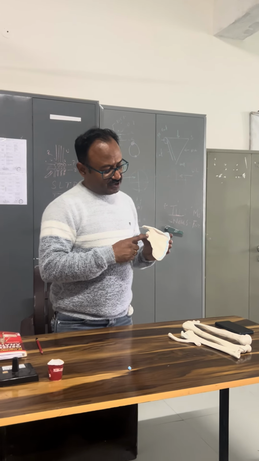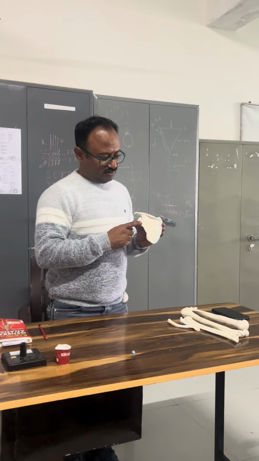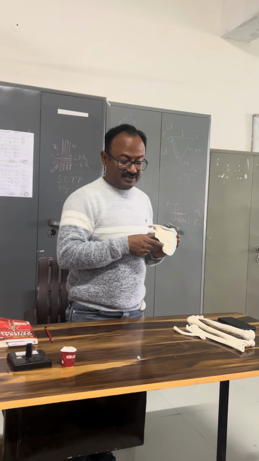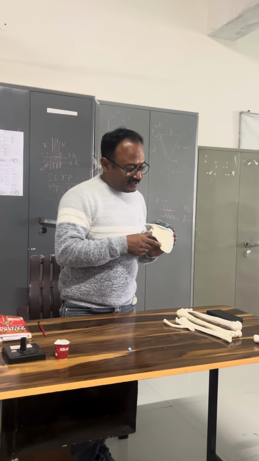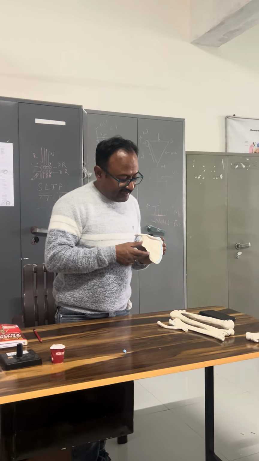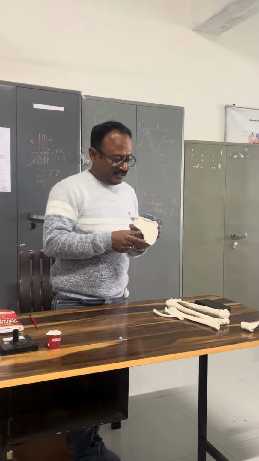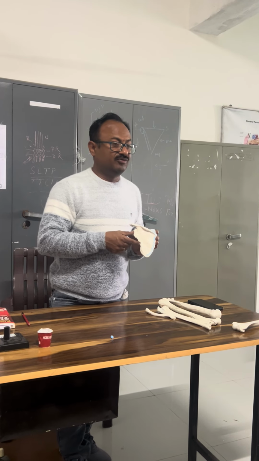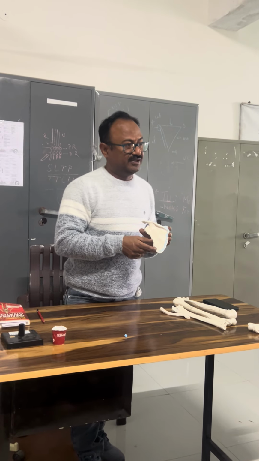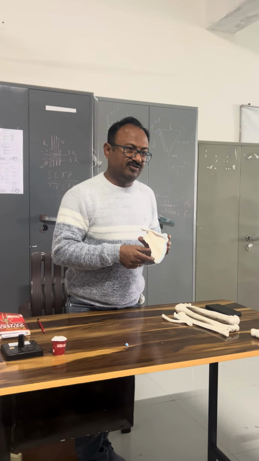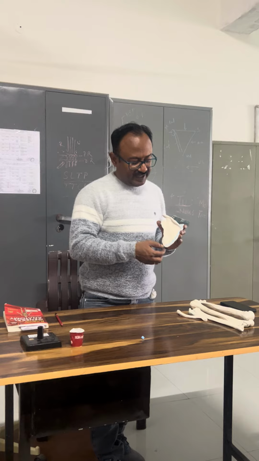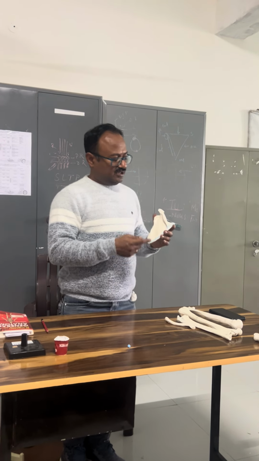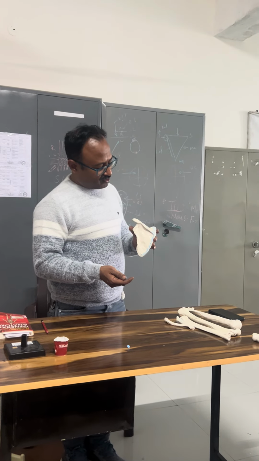When we talk about the posterior surface of the lateral border, first of all you will find the teres minor. It is divided into the upper two-third part and the lower one-third part. In the upper two-third part you will find the origin of the teres minor muscle. In the lower one-third part you will find the origin of the teres major muscle. The inferior angle gives origin to the latissimus dorsi. So we have talked about almost all the muscles.